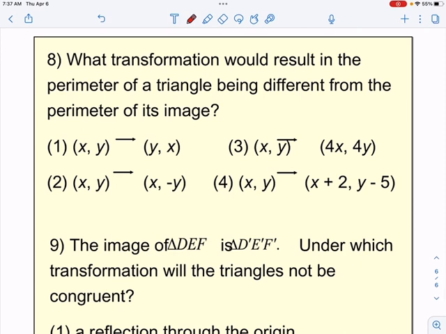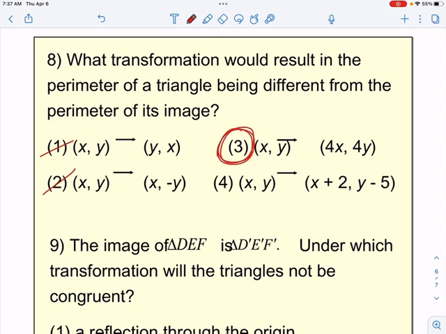Okay. 8. What transformation would result in the perimeter of a triangle being different from the perimeter of its image? Again, the perimeter is the distance around the outside of a figure. So if the perimeter is going to be different, the size of your figure either has to get bigger or smaller for it to change, which means we're looking for a dilation here. Okay, 1, that's not a dilation. All you're doing is flipping your X's and your Y's. 2, again, not a dilation. All you're doing is negating your Y coordinate. But 3, we're taking each one of those coordinates and we're multiplying it by 4.